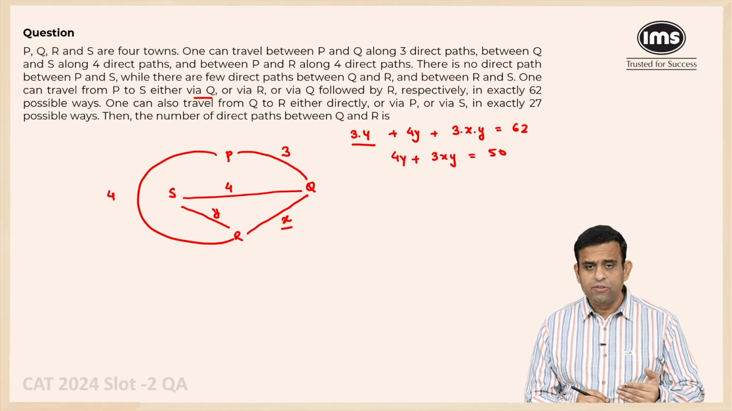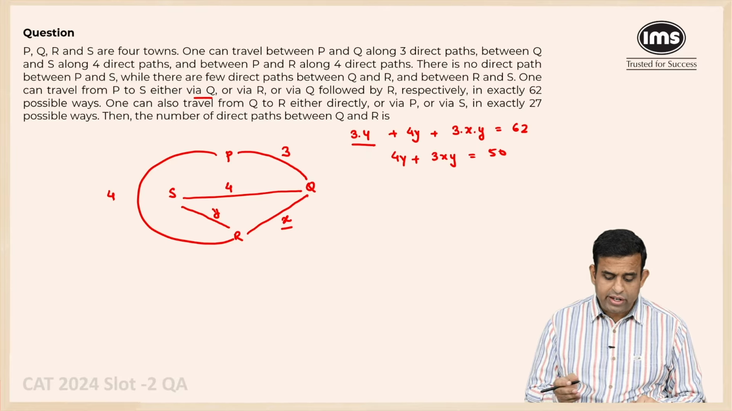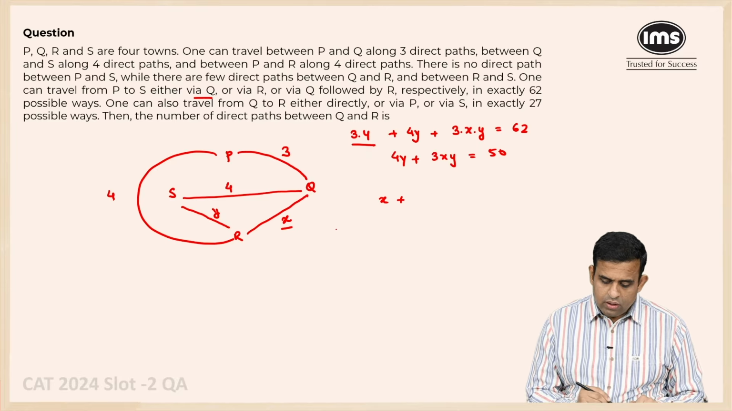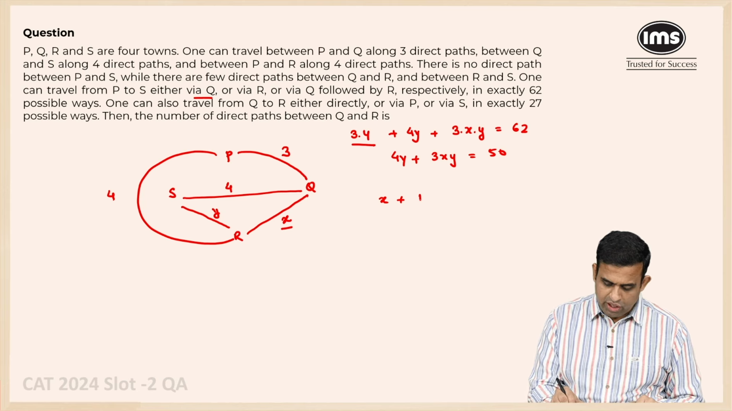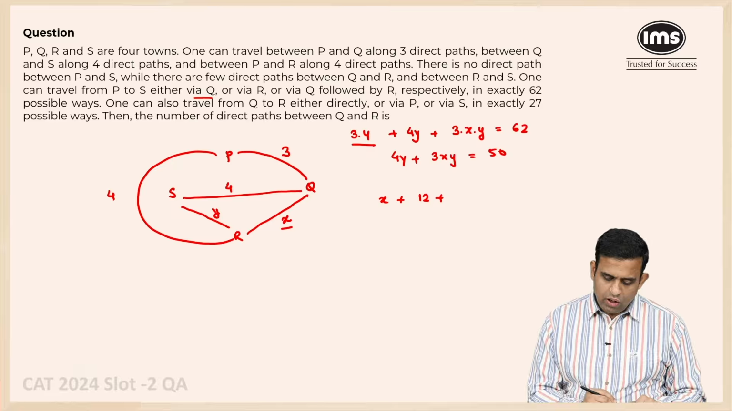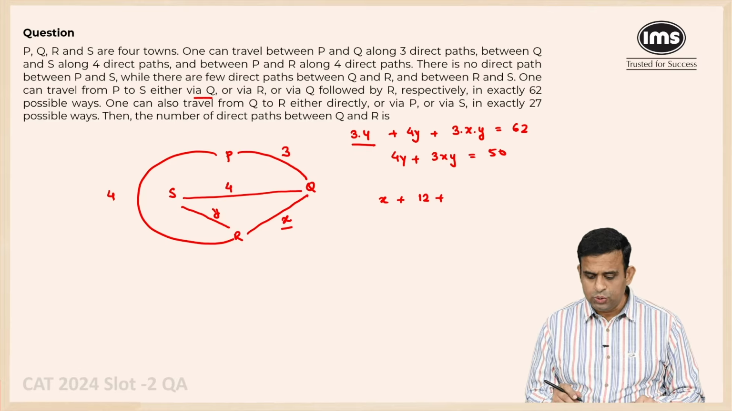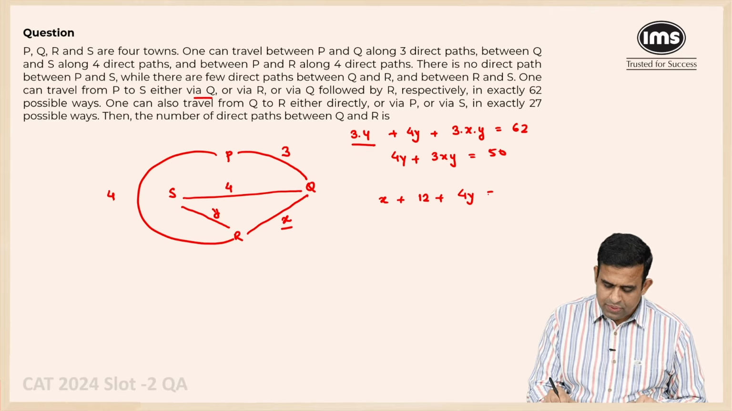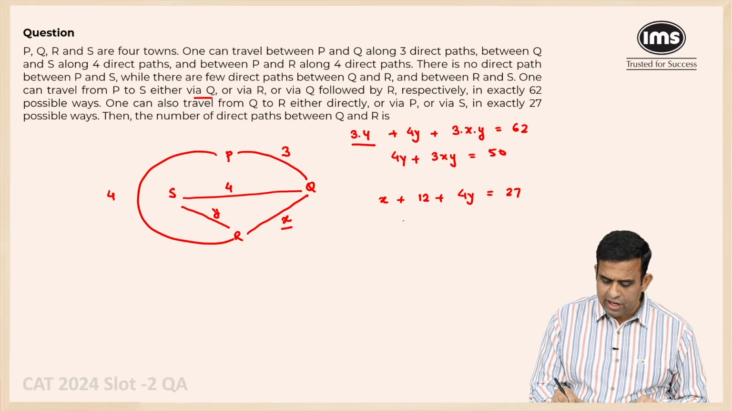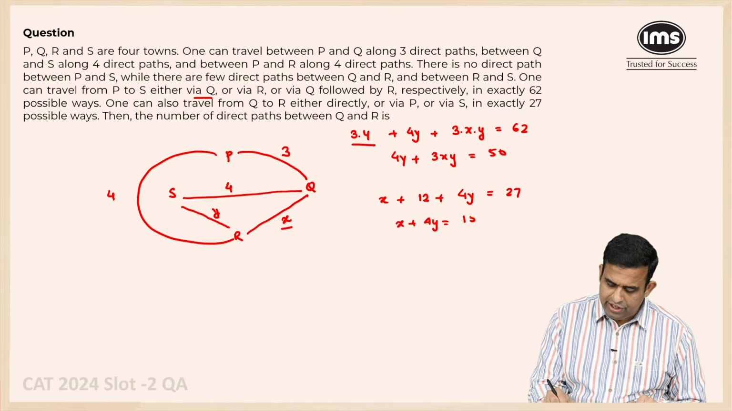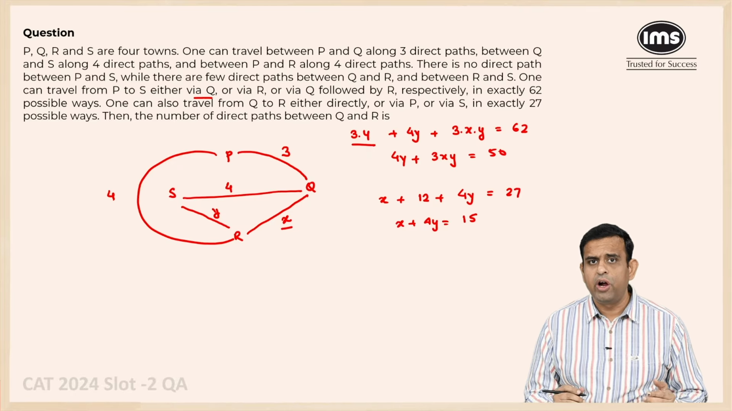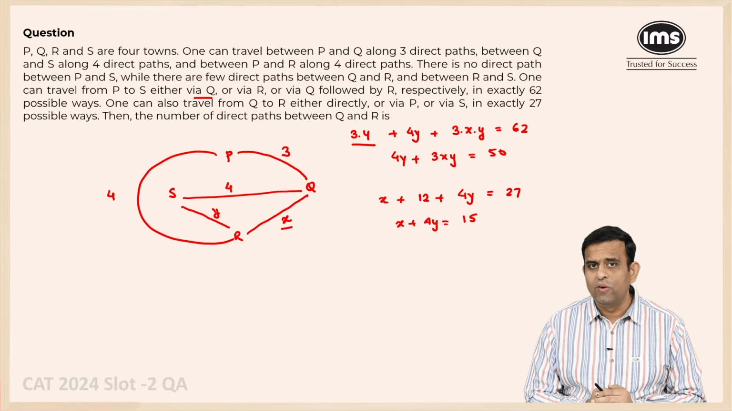Next, one can travel from Q to R. So I can go from Q to R directly in X ways or via P. So I go from Q to P and then P to R. So 3 into 4 again will give me 12. Or I can go from Q to S and then S to R. So another 4 into Y, and this will be equal to 27. Now I get X plus 4Y equals 15. So right now we have two equations and we can solve for the values of X and Y.